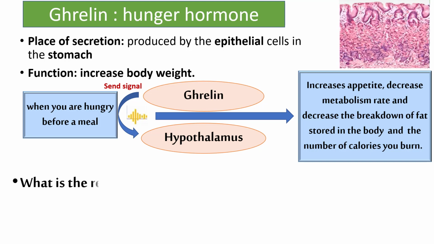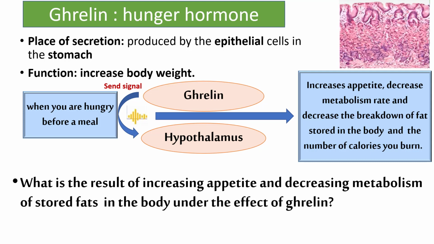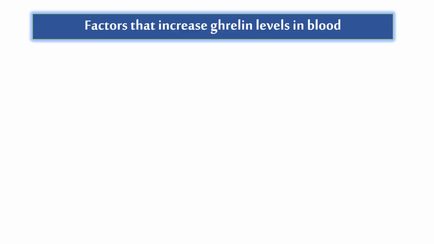In other words, if the level of ghrelin is high, this will encourage feeding and energy preservation. What is the result of increasing appetite and decreasing metabolism of stored fats in the body under the effect of ghrelin? Of course, if your appetite is increased, that means you are eating more food, so your body weight will increase.